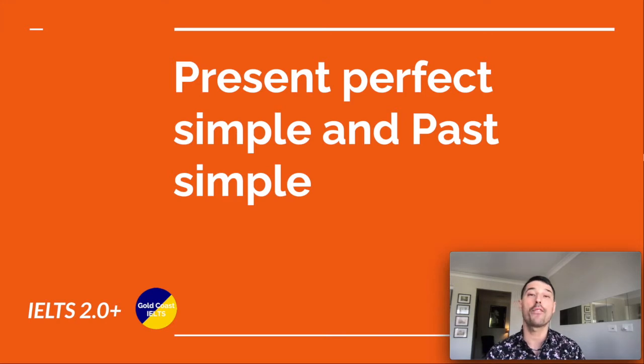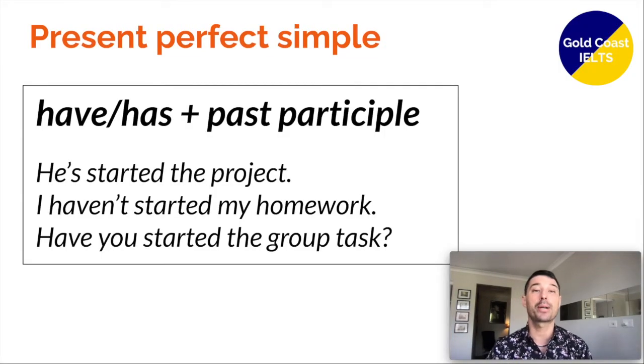Let's get started. Okay, so as I said, let's check out present perfect simple and past simple for IELTS Task 1 bar charts. So firstly, let's take a look at the present perfect simple grammar. We make it with have or has plus the past participle. And here are three examples. So we can use it in the positive, such as he's started the project. We can use it in the negative, such as I haven't started my homework. Or as a question, have you started the group task?